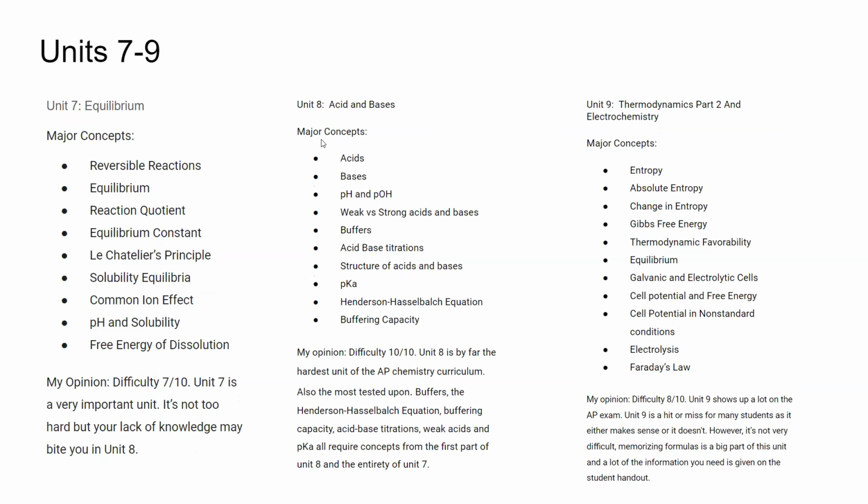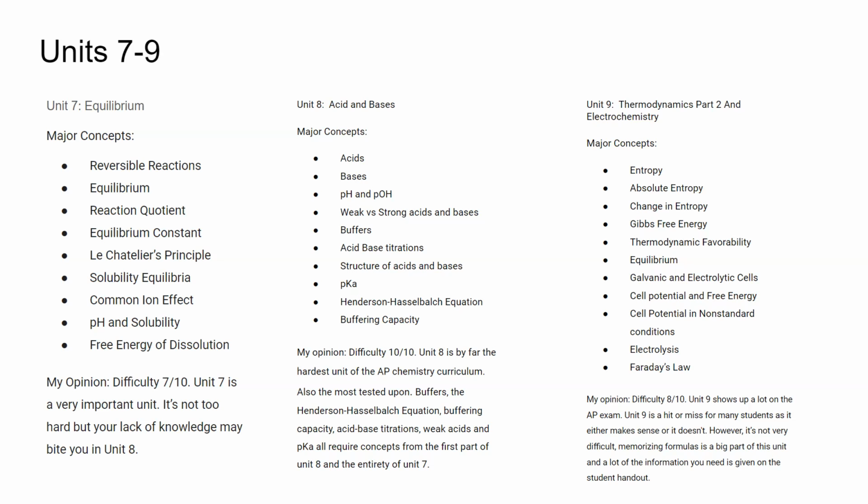Okay, sorry. Anyway, equilibrium. Equilibrium is very important. You'll need it a lot in unit 8, which is the hardest unit in my opinion, and by far the hardest unit. Unit 7 covers reversible reactions, equilibrium, reaction quotients, and the equilibrium constant. The equilibrium constant is a very big concept. It's used in many units, so you'll need to know it well. It'll also be tested quite a lot on the AP exam.